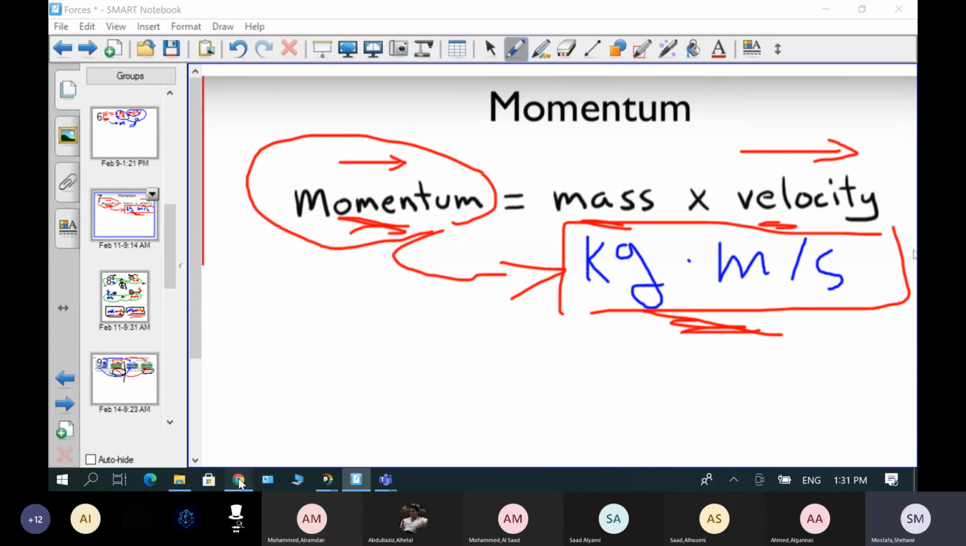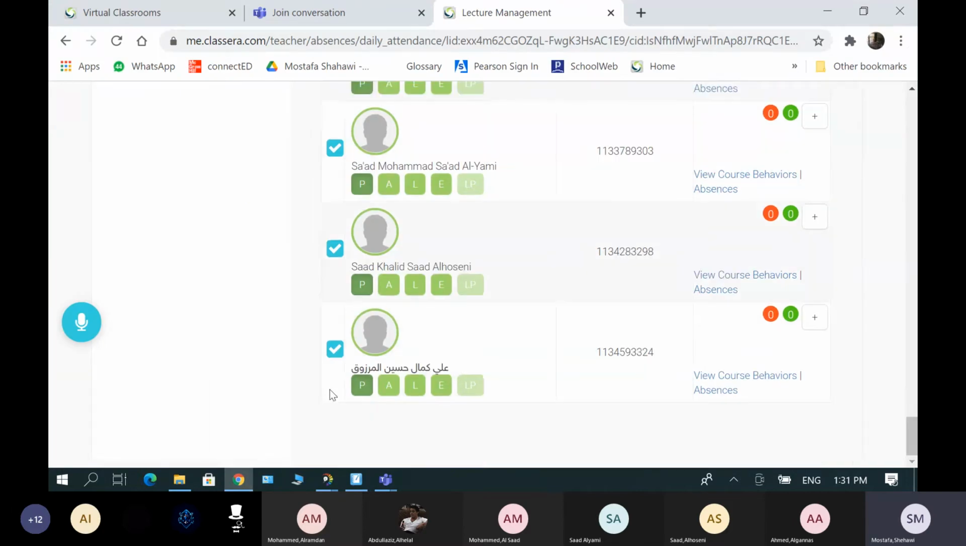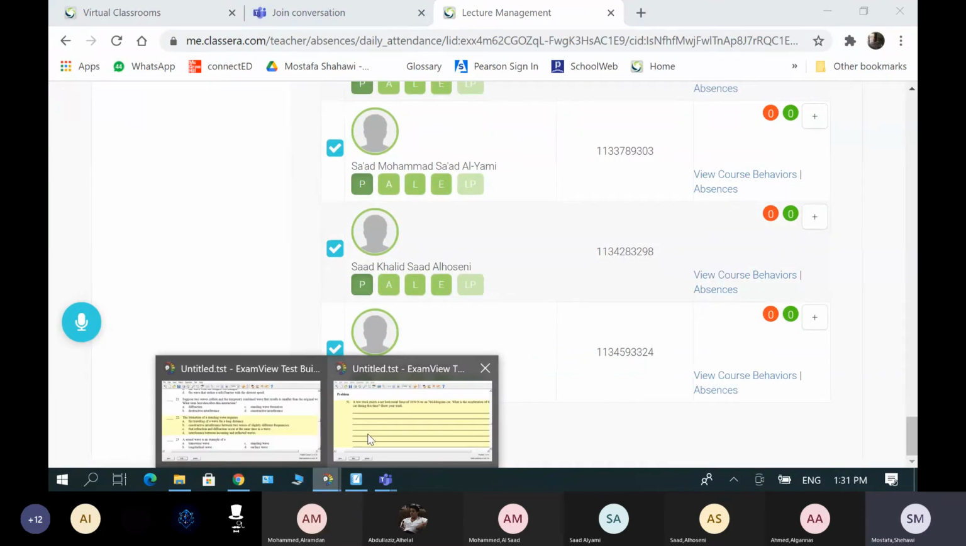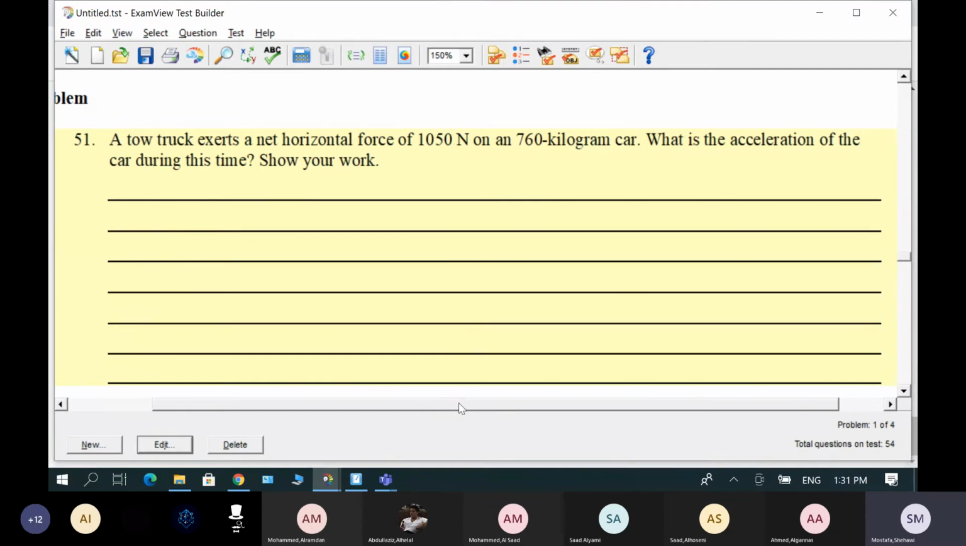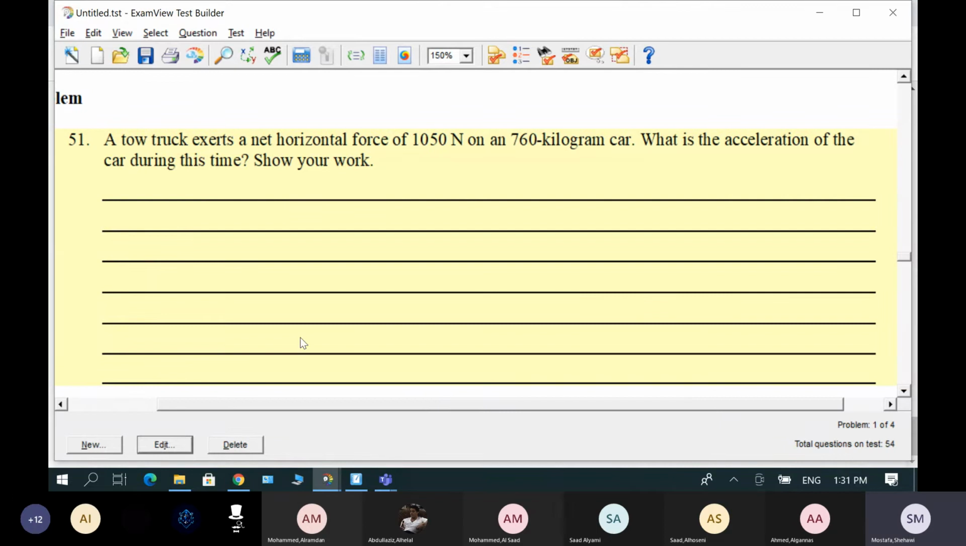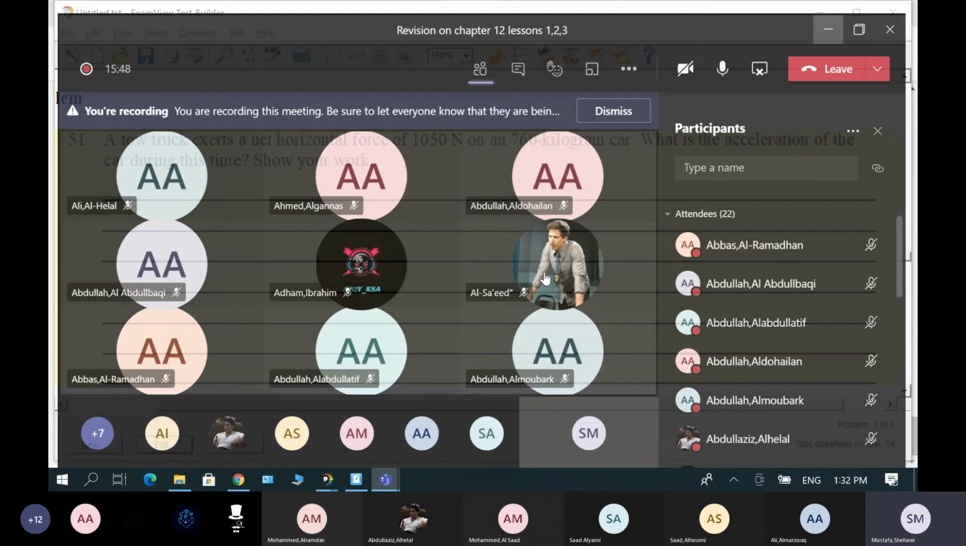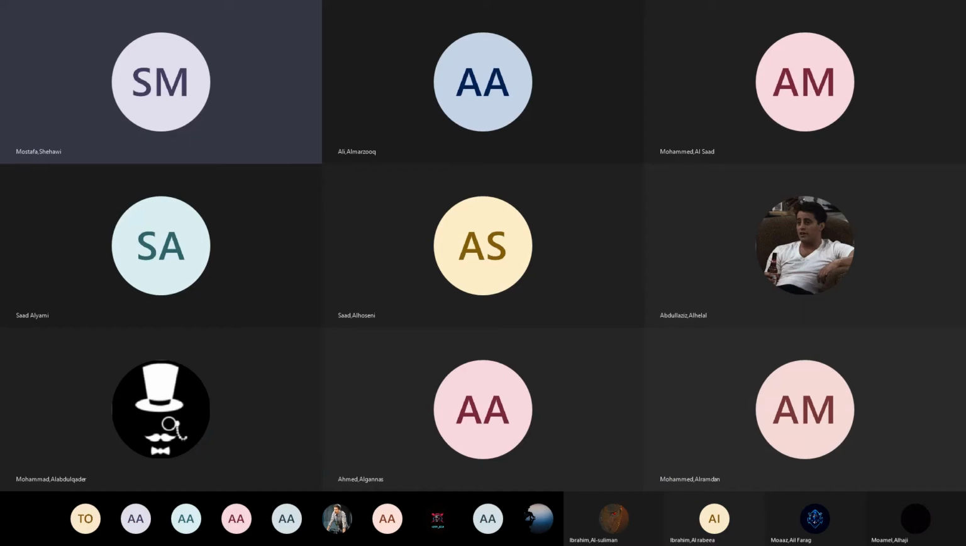Let me choose someone. Ali Kamal. Yes, Ali, read this question. Question 51. A tow truck exerts a net horizontal force of 1050 N on a car. What is the acceleration of the car due to this force? Show your work. Let me take the question here.